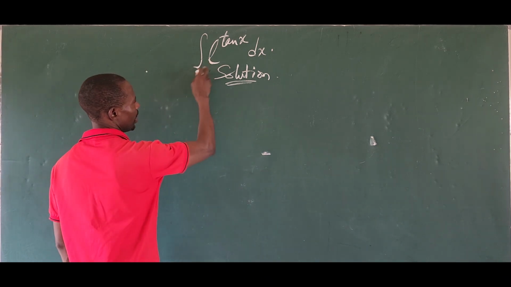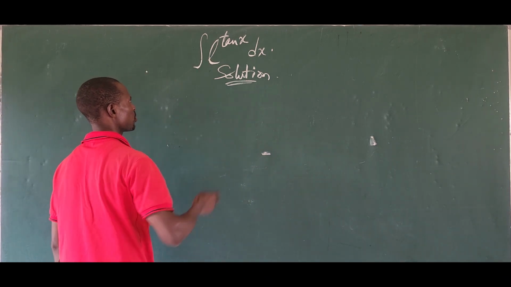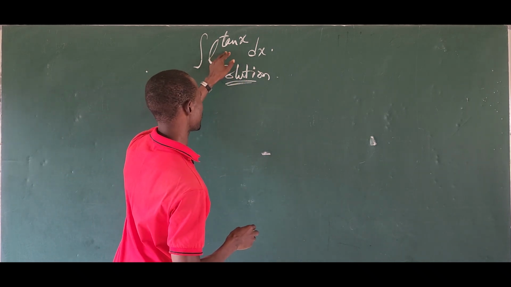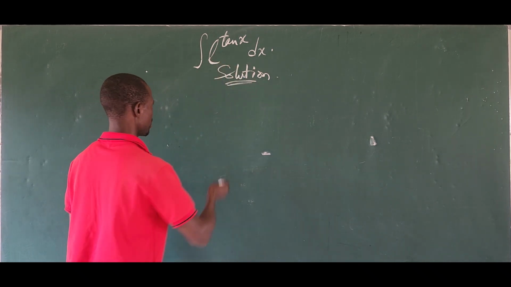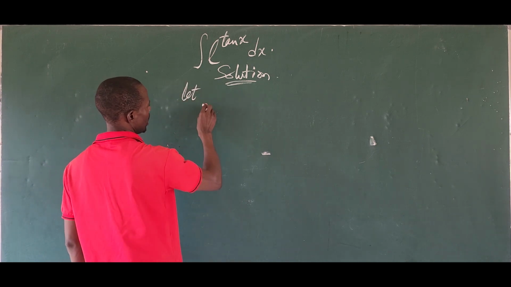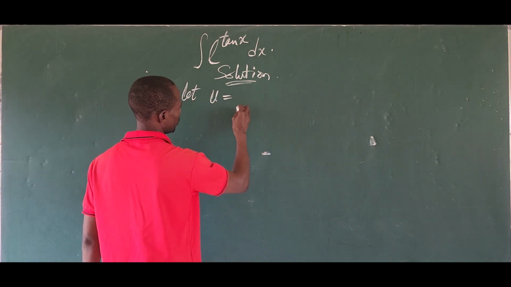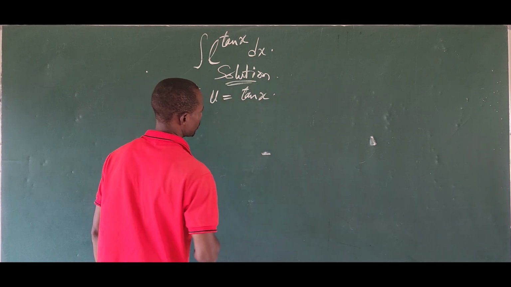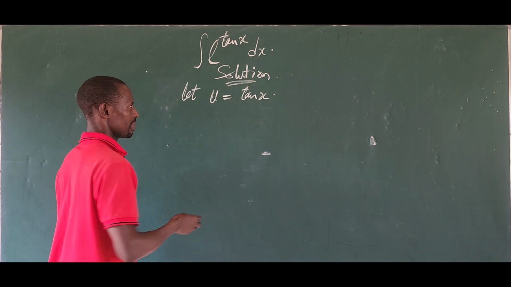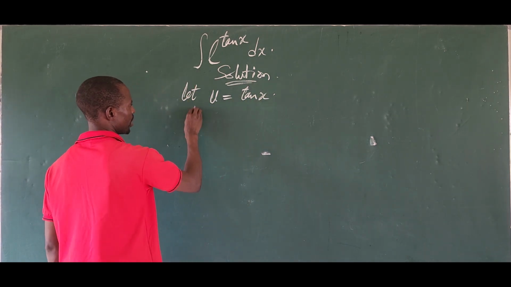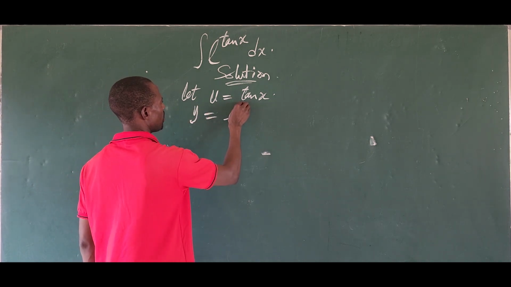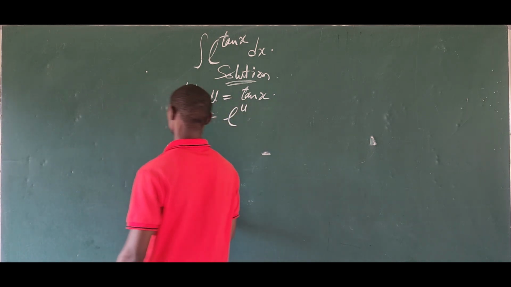So here we have our question, right? The first thing we're going to do is a simple substitution. We're going to take our tan x to be something else. Let's put u equal to tan x. If u is tan x, then our function y gives us e to the power of u, right?